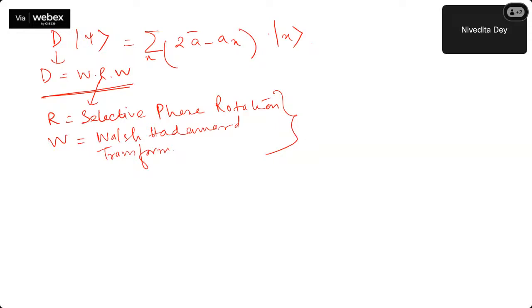After this, let me draw the circuit in a fresh page. So it's kind of this, the Grover quantum circuit. It works in this way.